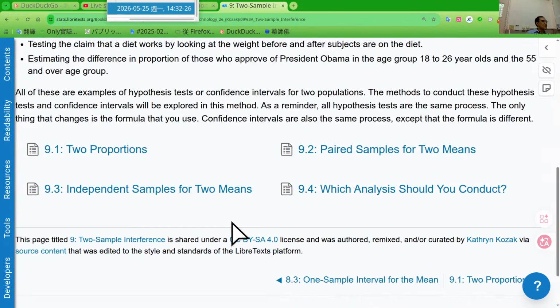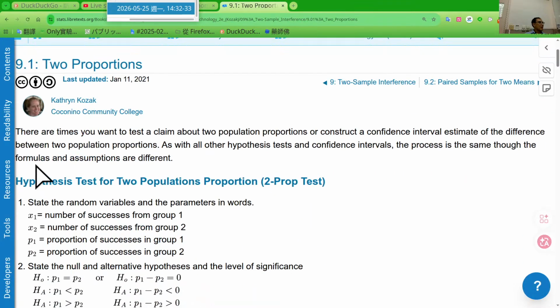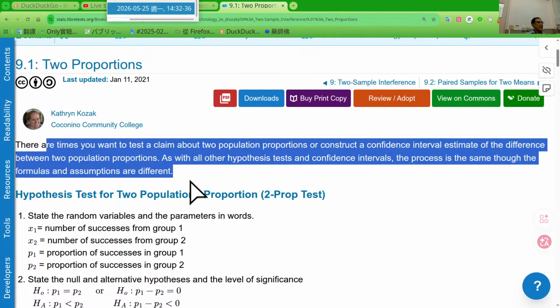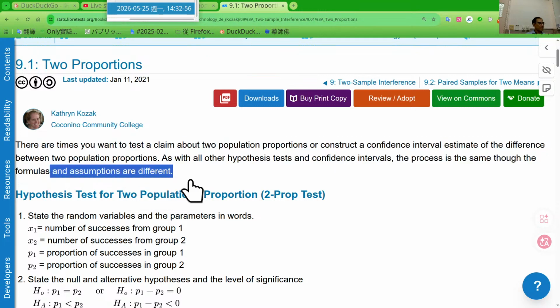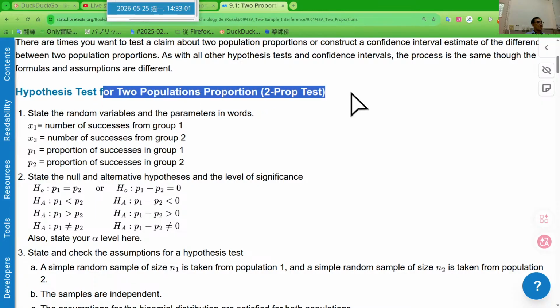Now let's check the first chapter section, two proportions. There are times you want to test a claim about two population proportions or construct a confidence interval to estimate the difference between two population proportions. As with all hypothesis tests and confidence intervals, the process is the same, though the formulas and assumptions are different. Let's check it: hypothesis test for two population proportions, the two proportion test.